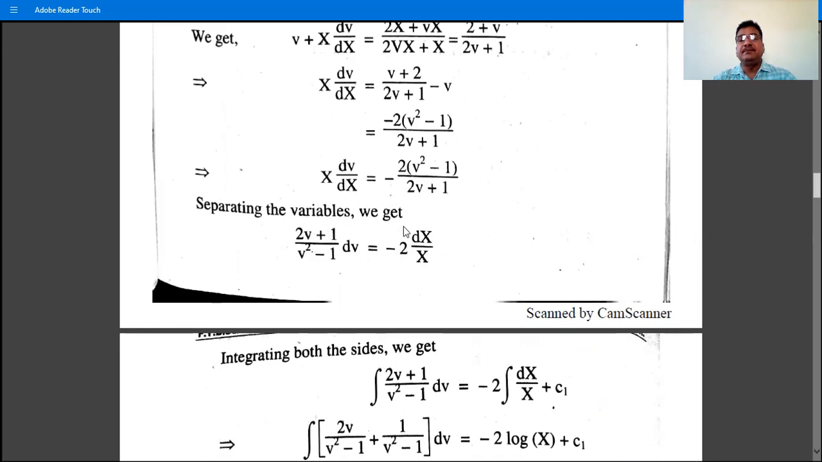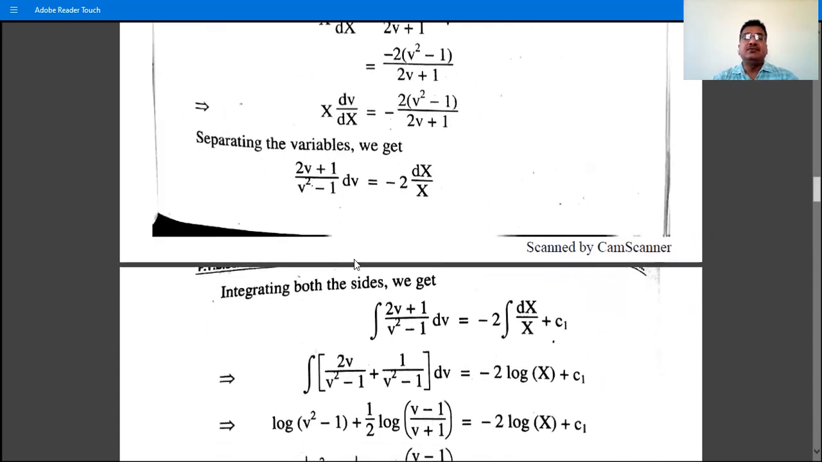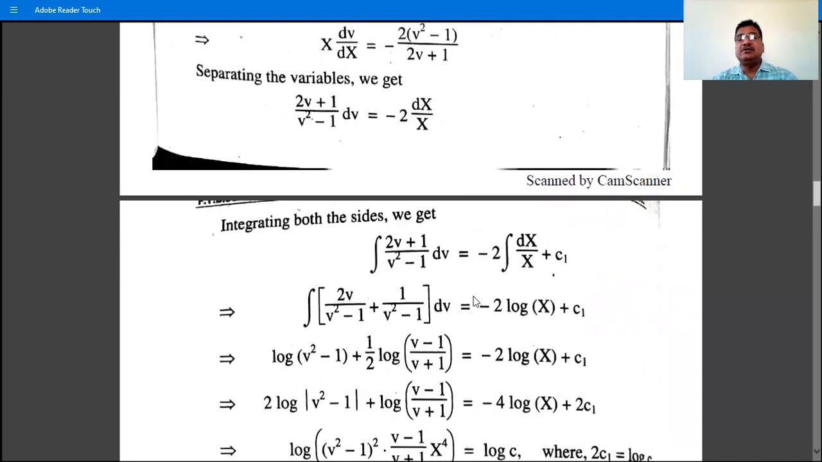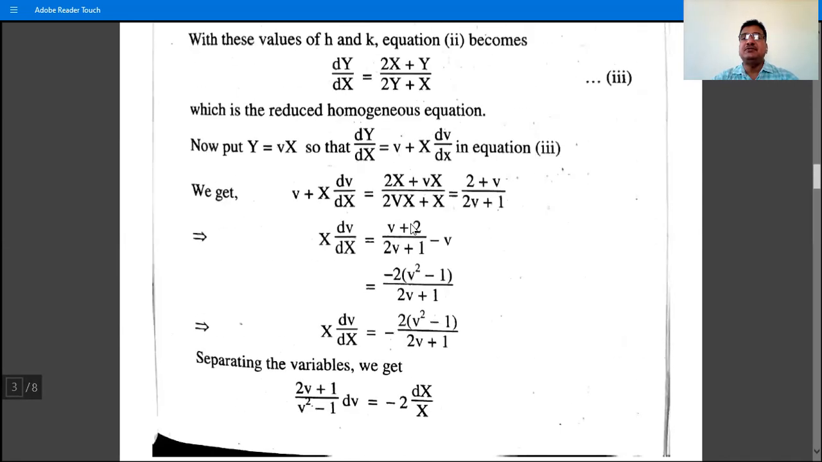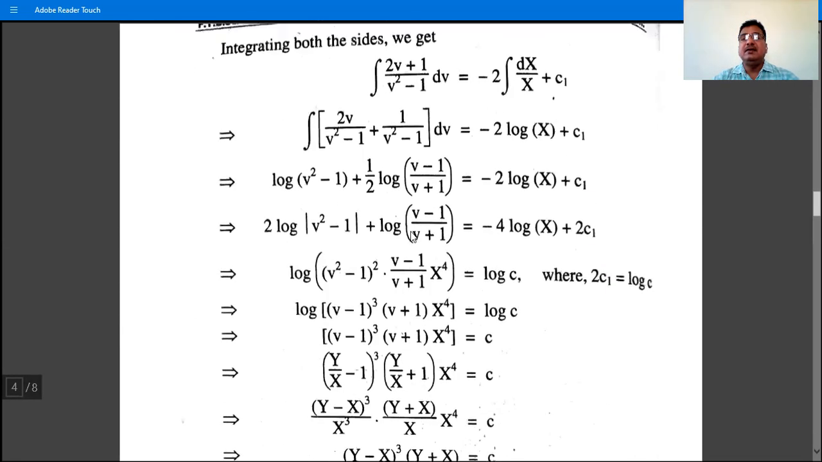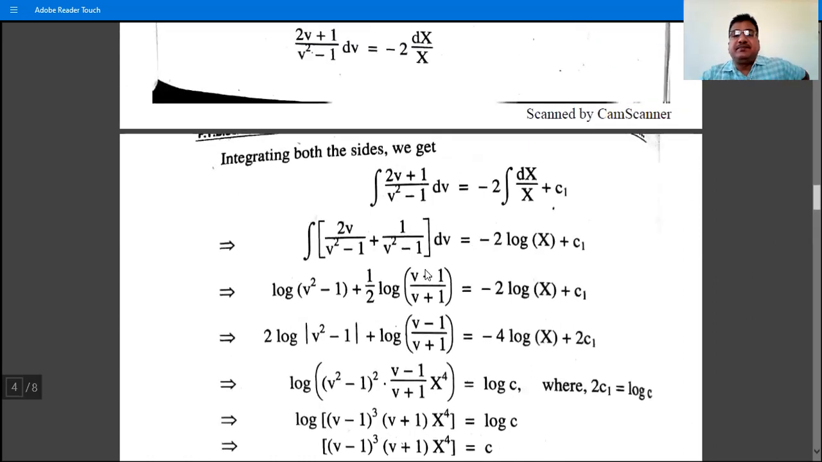So 2v becomes multiplied, divided by v square minus 1, and this minus 2 remains in the RHS, and then shift this dx, it's multiplied, divided by x. Okay, so after separating variables, integrating both sides, so we have this. So integration of (2v plus 1) divided by v square minus 1 is by using integration by partial fractions.